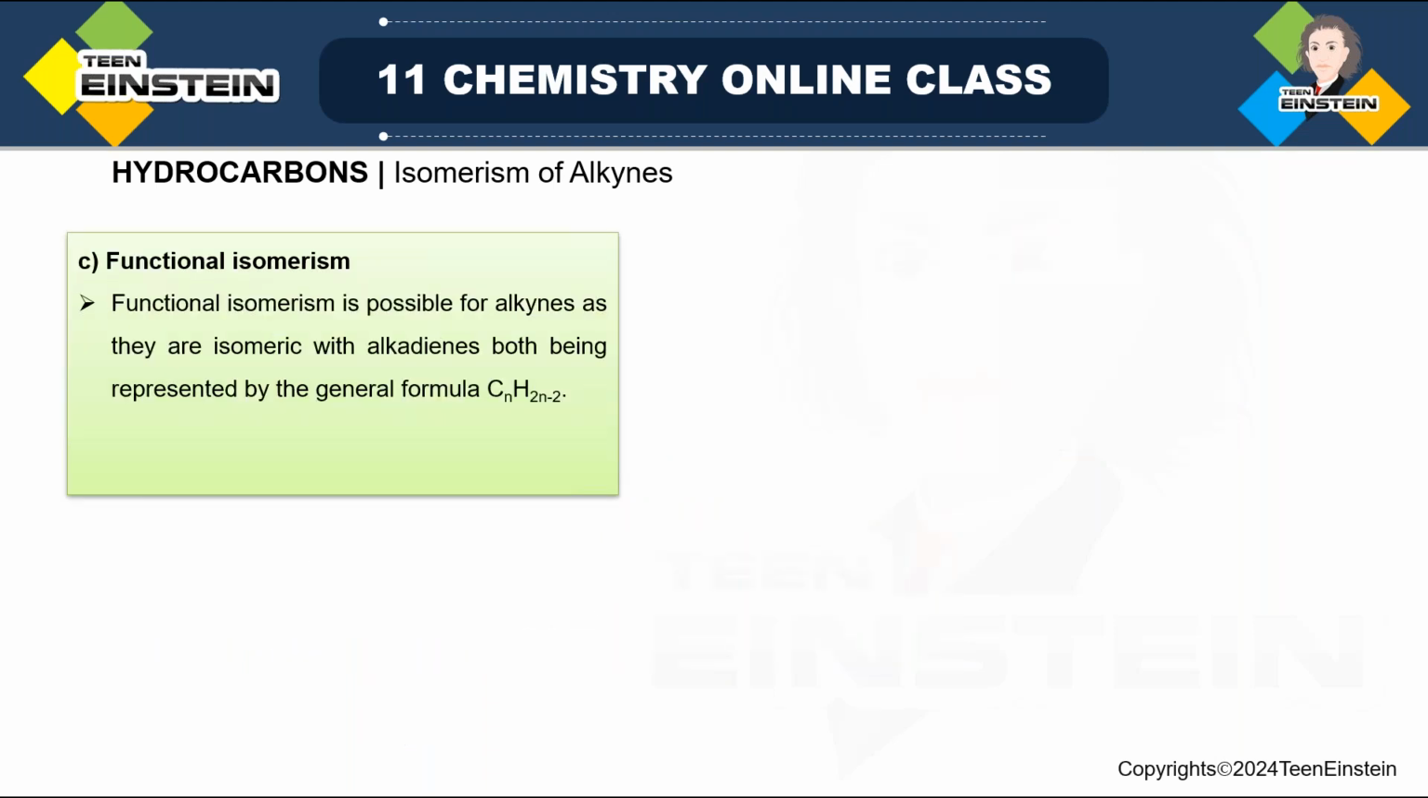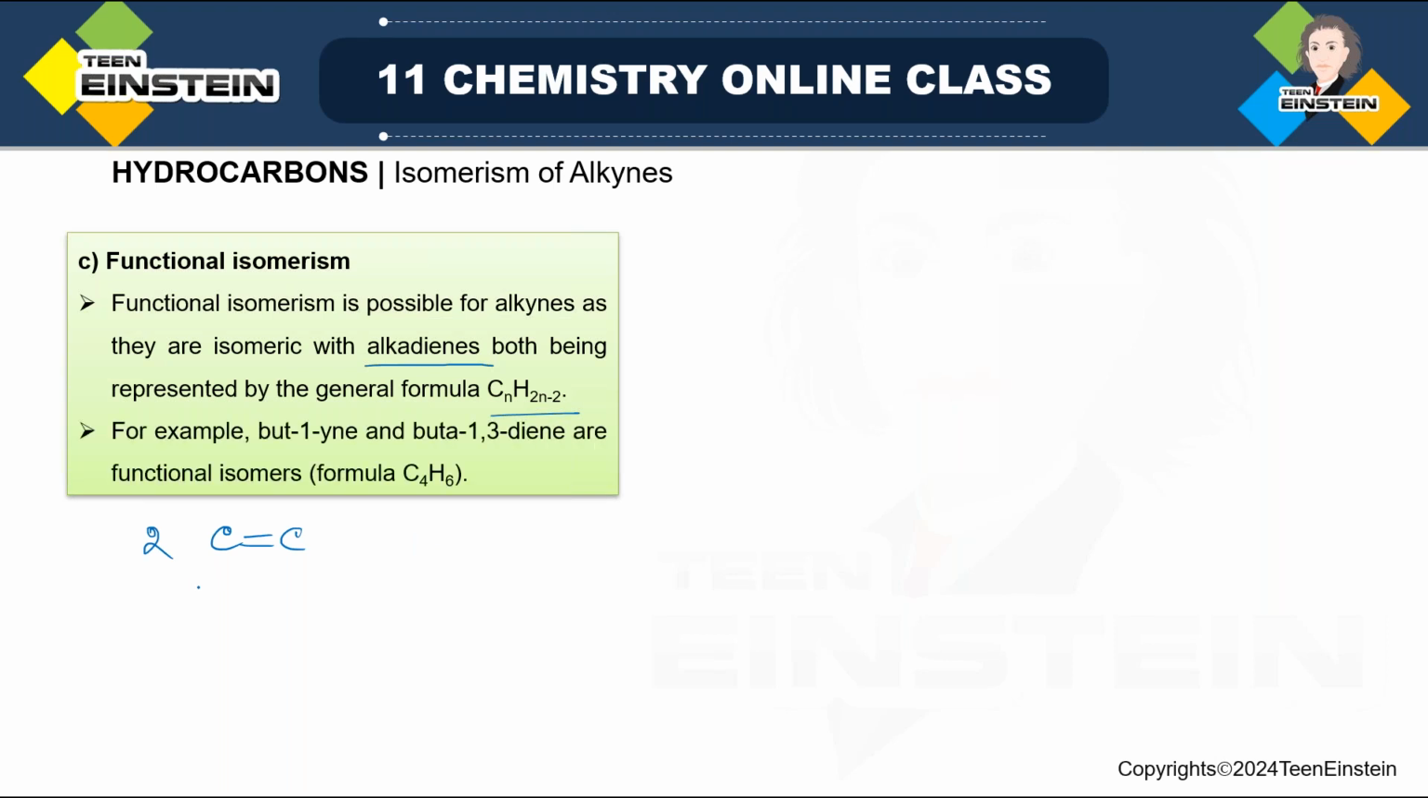The third one is functional isomers. Now, functional isomerism is possible for alkynes because they are isomeric with alkadienes. Alkadienes means where you have 2 CC double bonds. Suppose in the same molecule you have a CC double bond 2 times. That is called alkadienes. And in this case also the formula is CnH2n-2, which is just like alkynes having 1 CC triple bond, right?